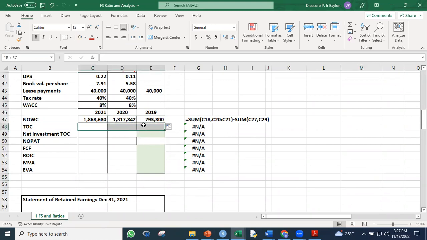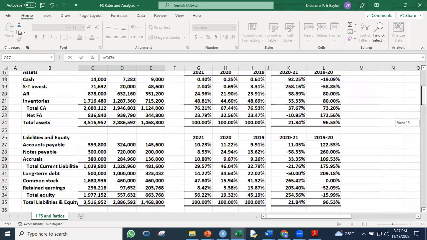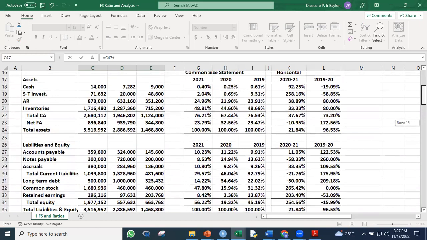Next, how about TOC, class? To save on time, let's do this. Sabay-sabay na tayo. Add your NOWC with your net fixed assets, di ba? This one, 836.